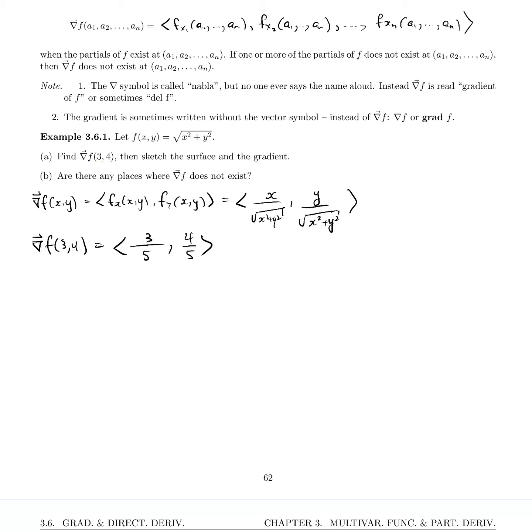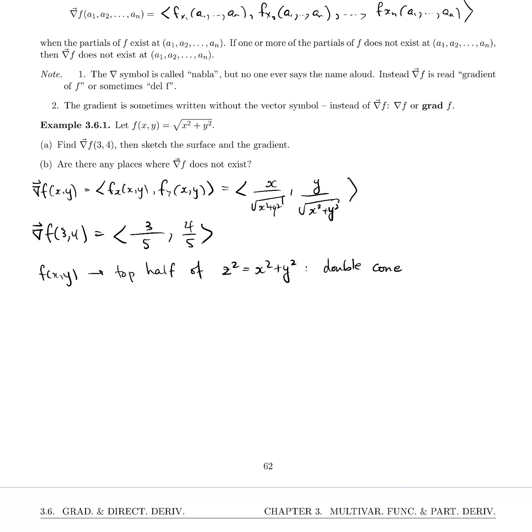Now, what does it represent geometrically? Let's sketch the surface and where the gradient fits in this picture. So the surface f of x, y is the top half of, if you square both sides, z squared equals x squared plus y squared, which is the double cone. So we have the top half of a double cone, which makes it the single cone facing upwards at the origin. So let's sketch that in.